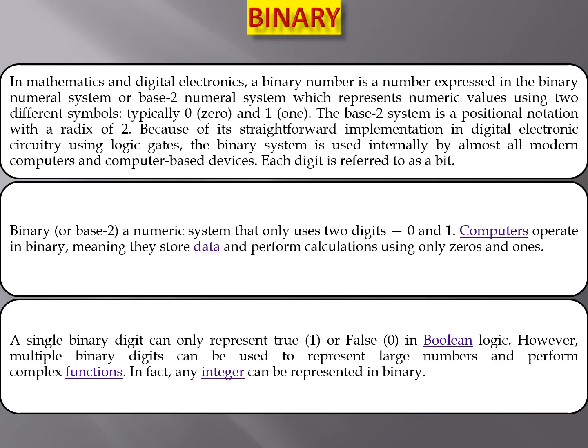Each digit is referred to as a bit. Binary, or base 2, is a numeric system that only uses two digits, 0 and 1. Computers operate in binary, meaning they store data and perform calculations using zeros and ones. A single binary digit can only represent true or false in Boolean logic. However, multiple binary digits can be used to represent a large number and perform complex functions. In fact, any integer can be represented in binary.